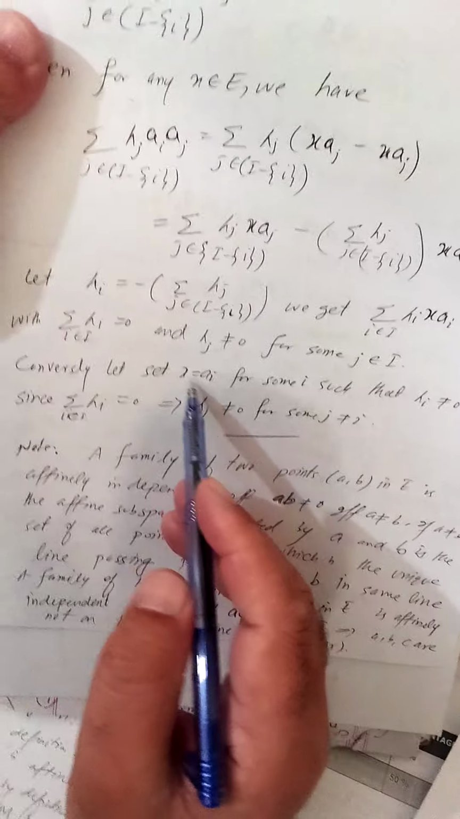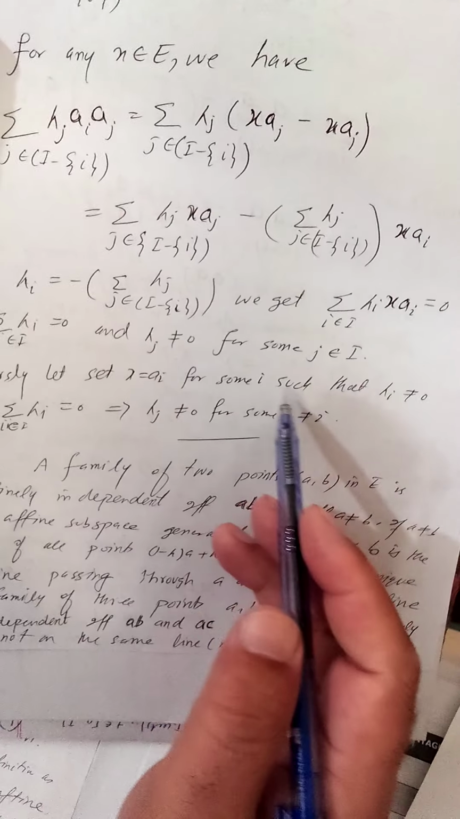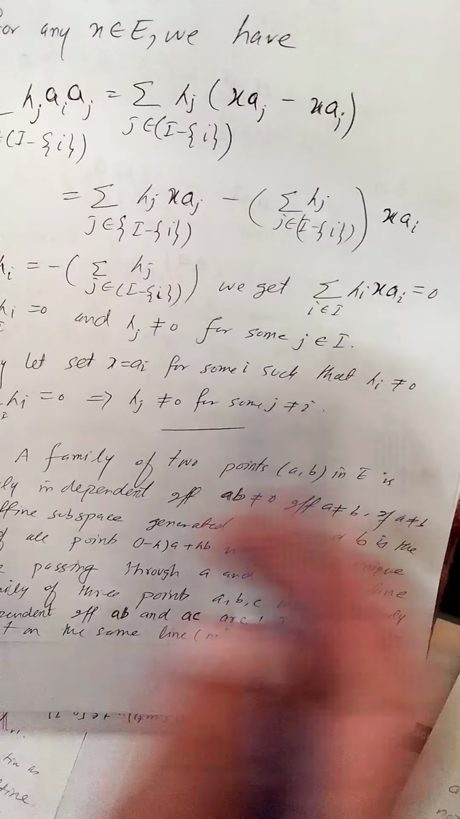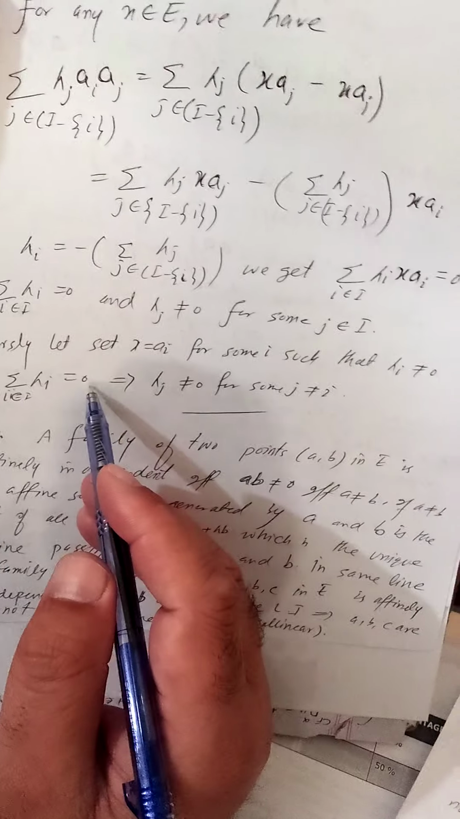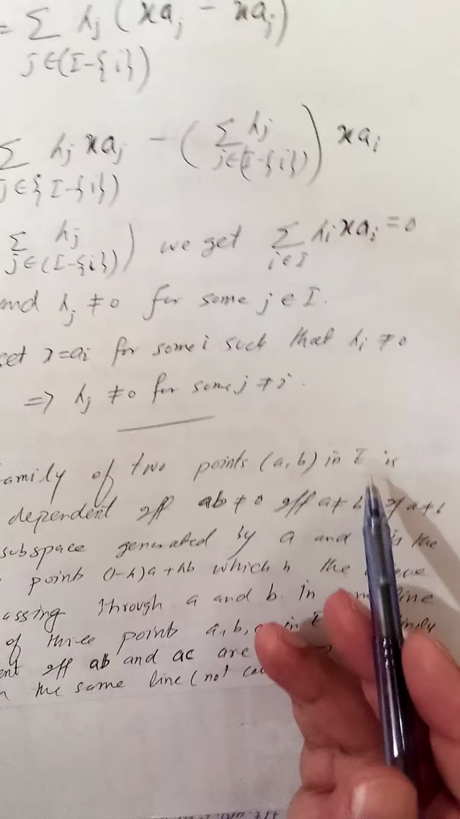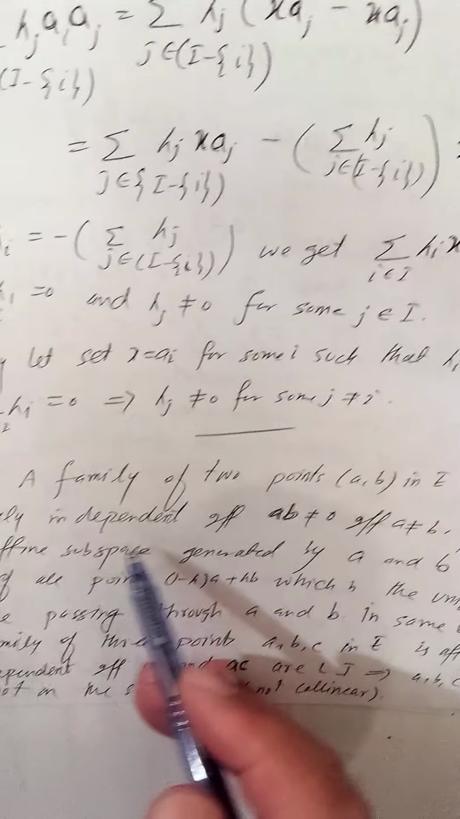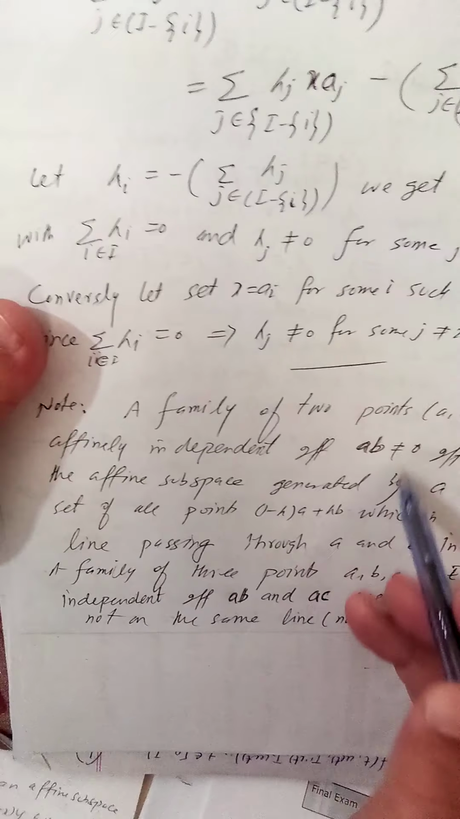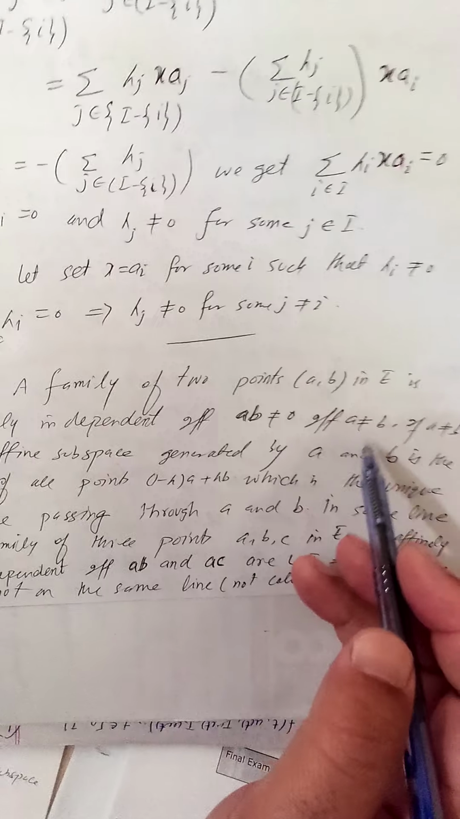Conversely, let x be equal to a_i for some i such that lambda i is not equal to 0. Since the summation of lambda i equal to 0 implies that lambda j is not equal to 0 for some j not equal to i. A family of two points A, B in affine space E is affinely independent if and only if AB is not equal to 0, if and only if A is not equal to B.